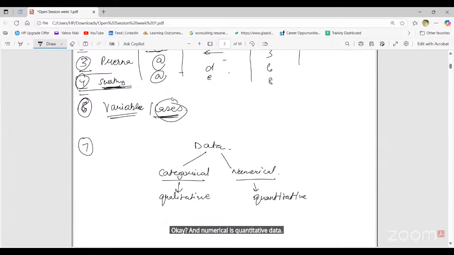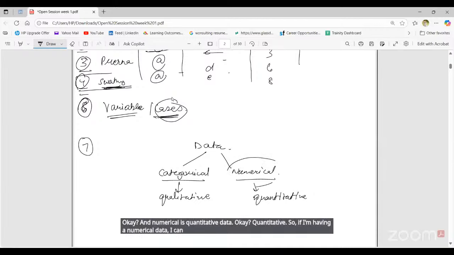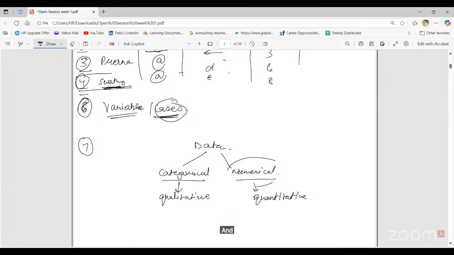Okay, quantitative. If I'm having numerical data, I can do any arithmetic operations on that, correct? And qualitative data, we can't do any arithmetic operations on that. Yes or no? Yes, ma'am.